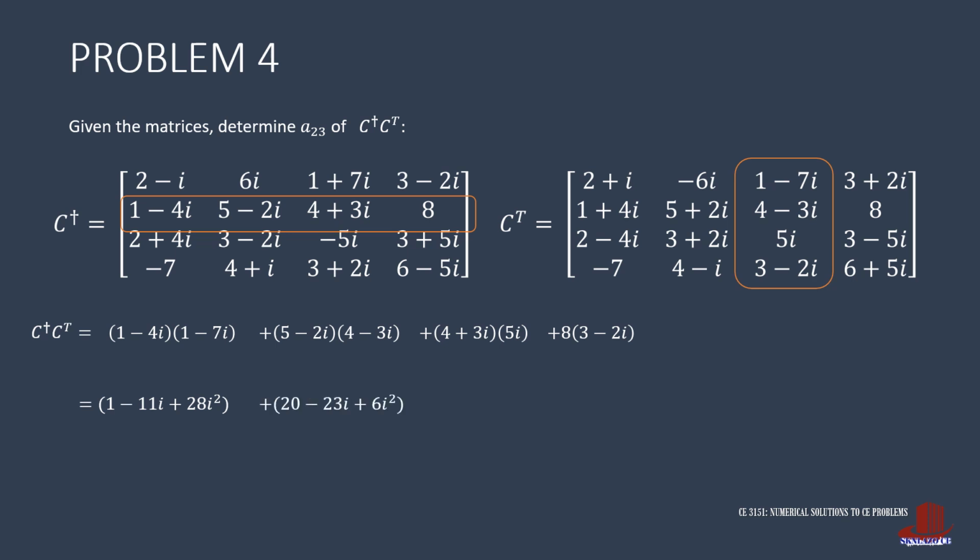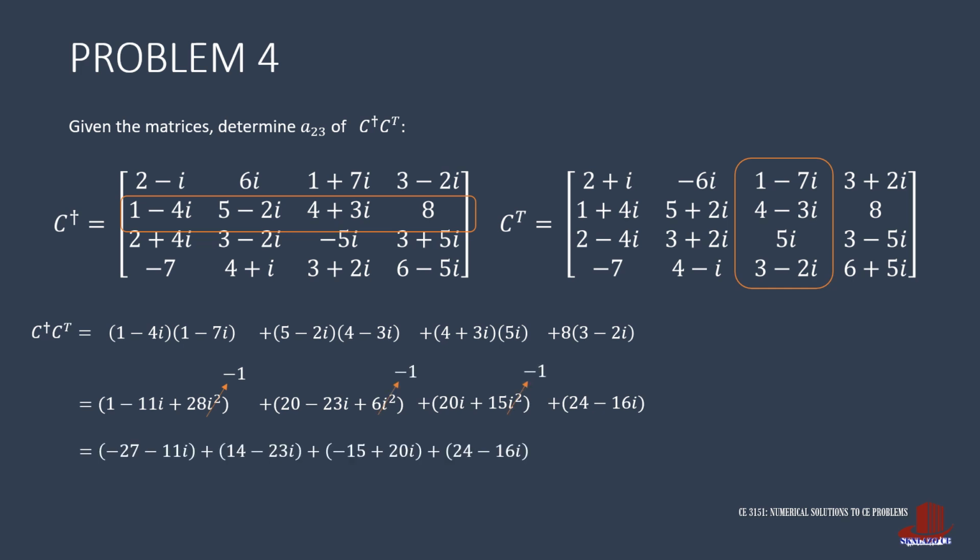The second term has 20 minus 23I plus 6I squared. The third is only using distribution, giving 20I plus 15I squared. And also with the fourth pair, resulting to 24 minus 16I. We know that I squared is negative 1, so the terms can then be simplified as negative 27 minus 11I, 14 minus 23I, and negative 15 plus 20I. We also copy the last term, 24 minus 16I.